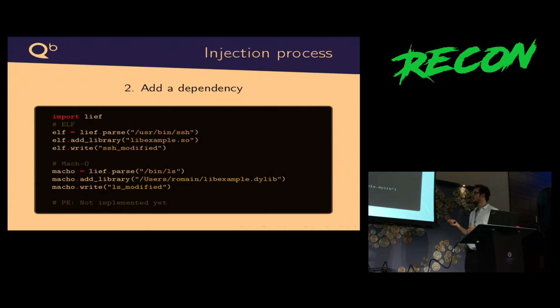And now I will use LIEF, and I will add a new dependency to the SSH program that is libexample. Then I will reconstruct the binary. I will do the same for Mach-O. So I took the ls program, I added the new library, and I reconstructed the program. So here we add a new load command into the Mach-O format. Actually, it's not implemented yet for PE formats.